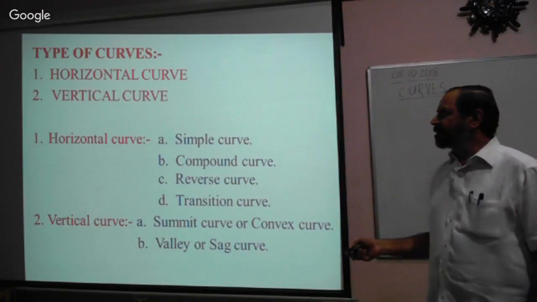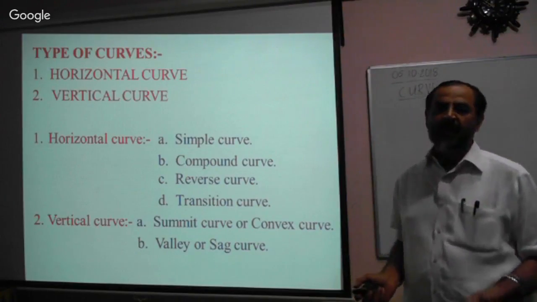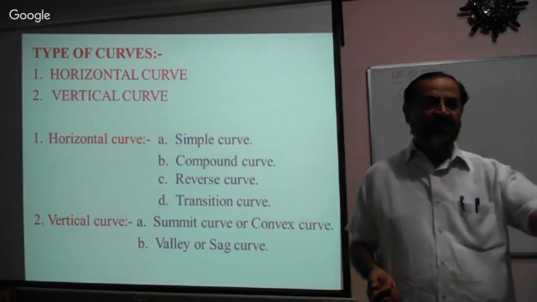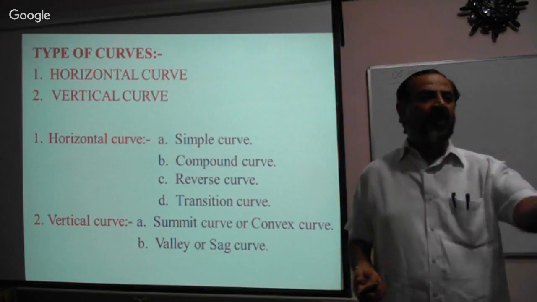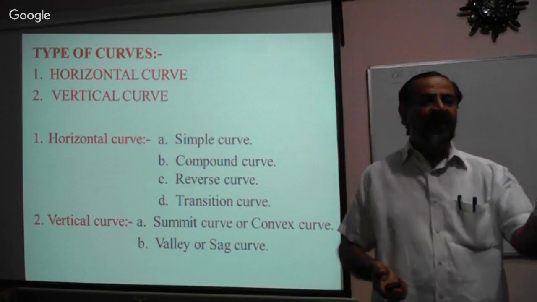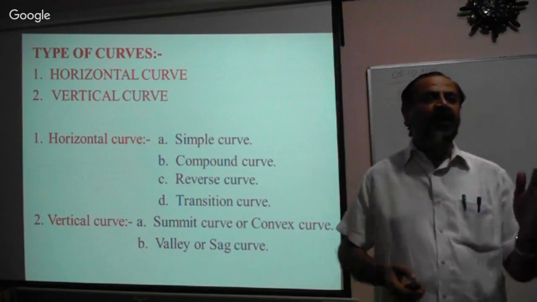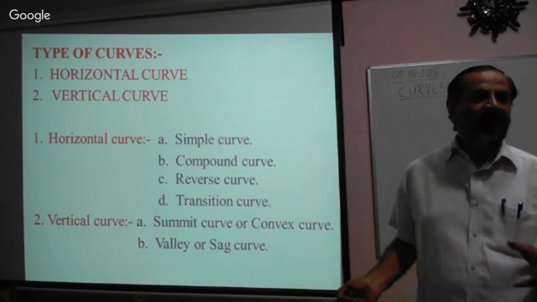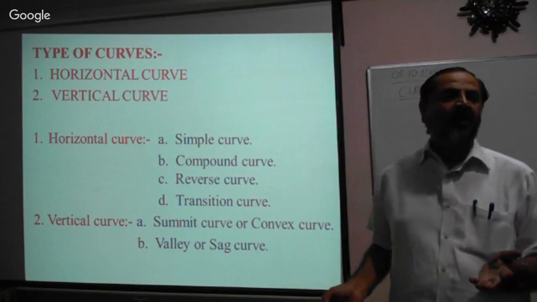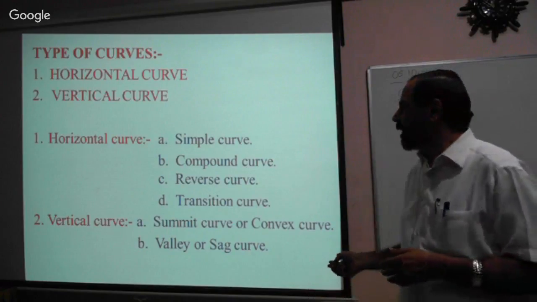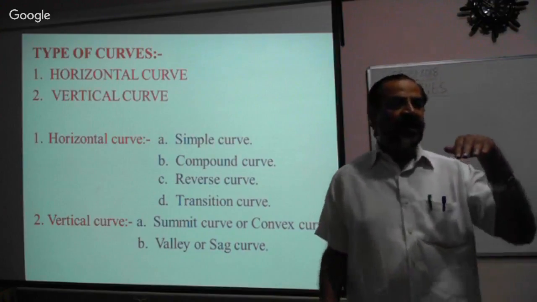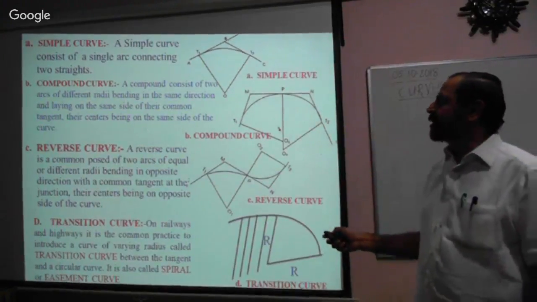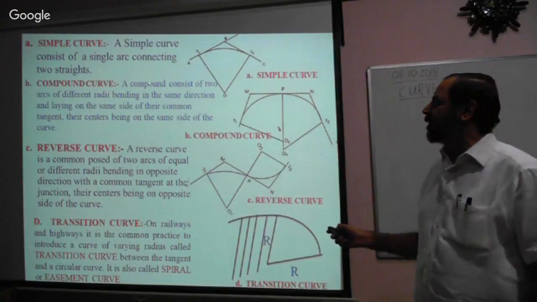Then, as we elaborately discussed in the previous classes, the curves are classified into two, that is horizontal curves and vertical curves. Horizontal curves are the curves in the horizontal plane, and vertical curves are in the vertical plane. The horizontal curves are further classified into simple curve, compound curve, reverse curve or S curve, and also transition curve. And the vertical curves are summit curves and valley curves. Now I am summarizing what we discussed in the previous class.